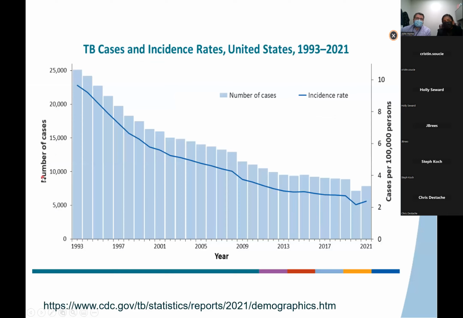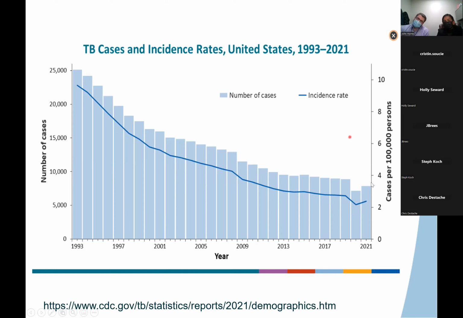Let's see, TB cases and incidence rate in the United States. This is good, it's coming down. Cases per 100,000 people. And this is the dip, the COVID pandemic dip, and then it increases. Okay, so it looks like it's steadily coming down, and then we've backtracked a bit with this increase.